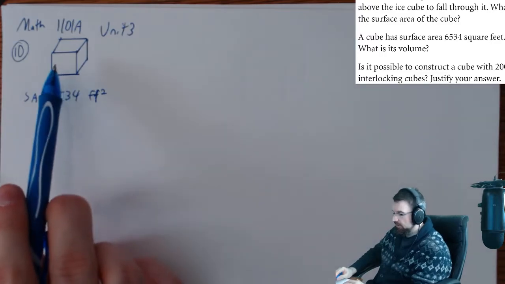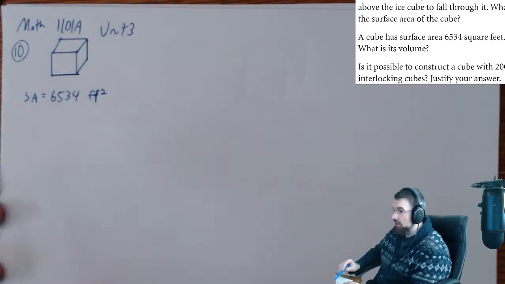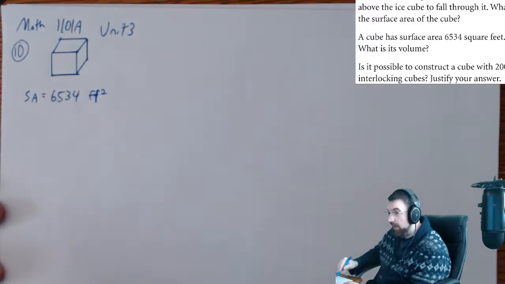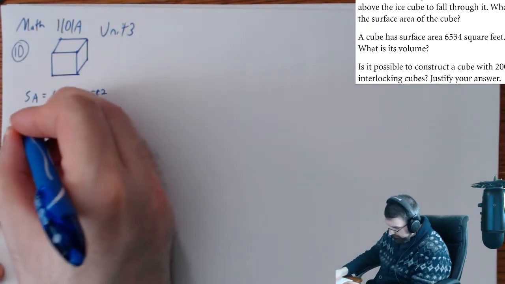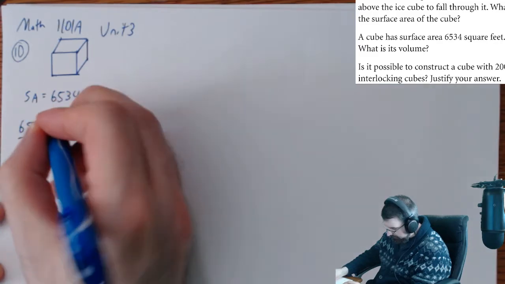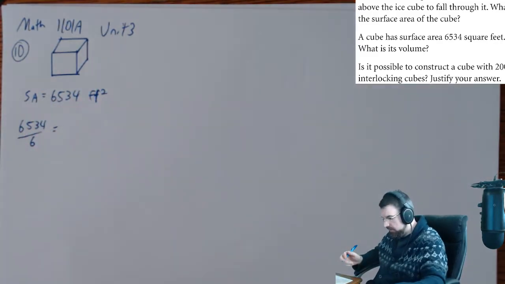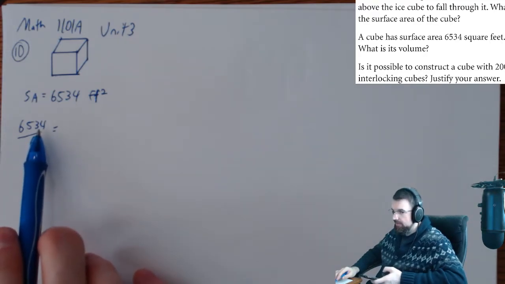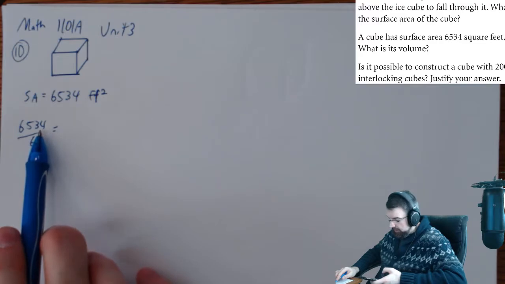So here, we want to work backwards. We want to get the area of one face now. So to get the area of one face, I'm going to divide by 6. So we're going to do 6,534 divided by 6, which is going to equal, I don't know what 534 divided by 6 is off the top of my head. Although I suppose I could figure it out, because if it was 600 divided by 6, it would be 100. And this is 66 less. That's 11 less than 100, so that'd be 89.